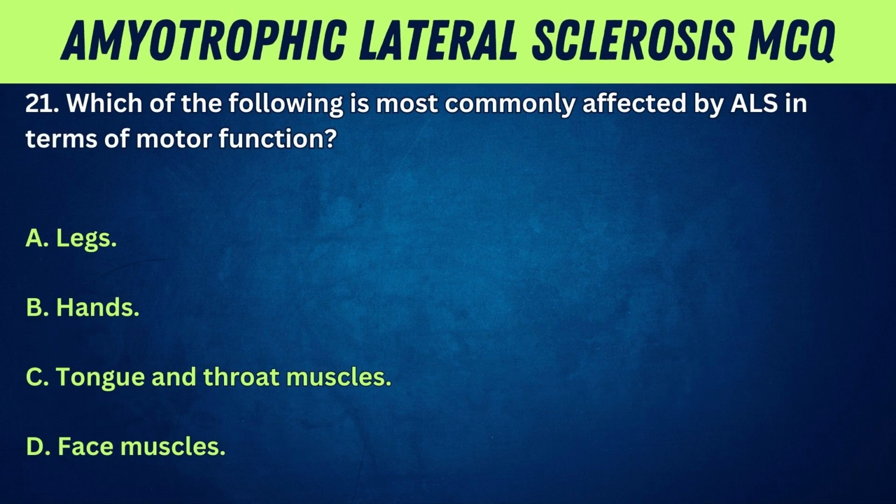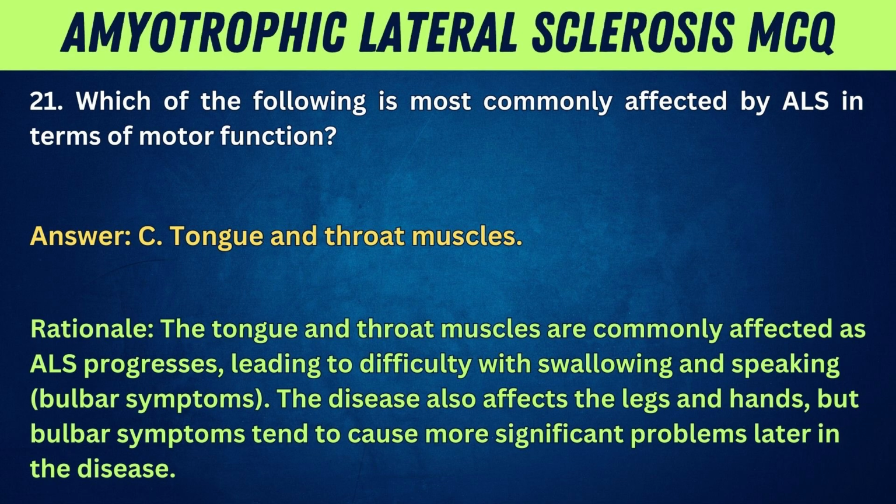21. Which of the following is most commonly affected by ALS in terms of motor function? A. Legs. B. Hands. C. Tongue and throat muscles. D. Face muscles. Answer: C. Tongue and throat muscles.